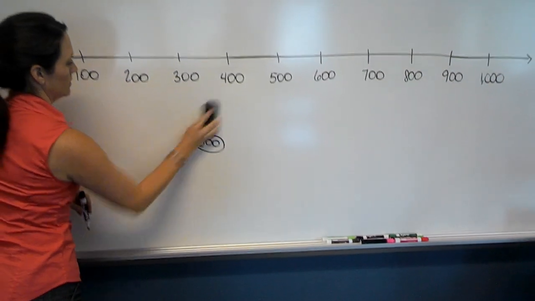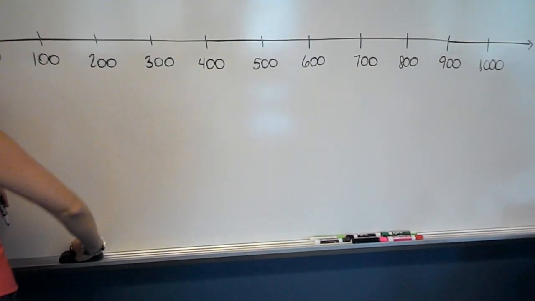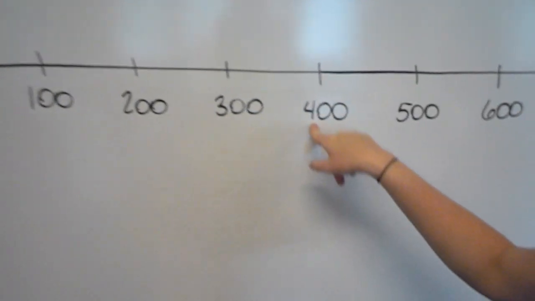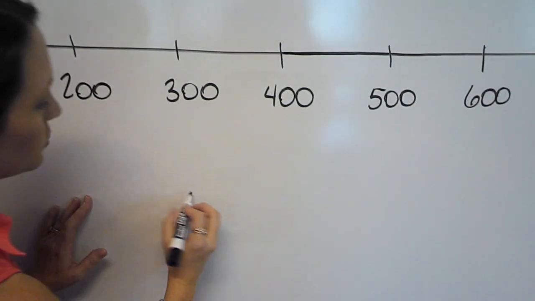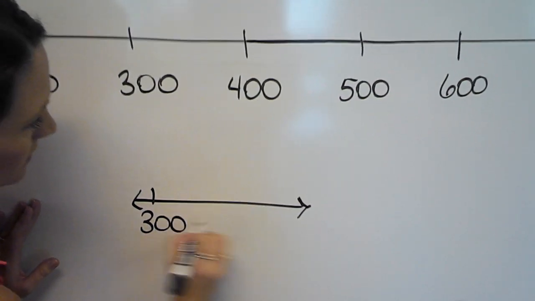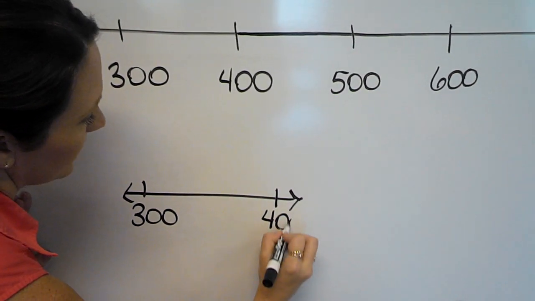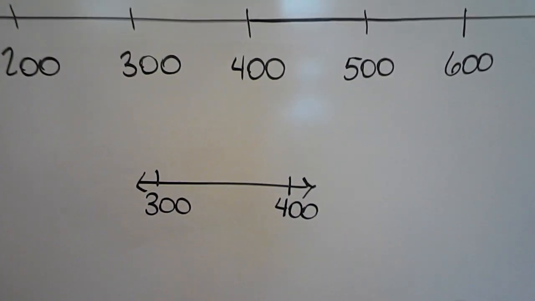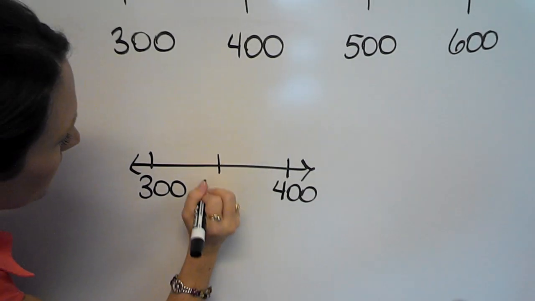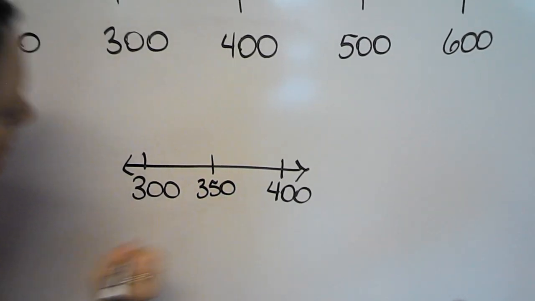323. So if I think about 323, I have 300, so it has to be in between 300 and 400, so right here. Okay, so let's zoom in on that part of our number line. We've got 300 and 400. And again, think what comes in the middle of 300 and 400? 350 would be right in the middle. Okay. 50 away from 300, 50 away from 400.